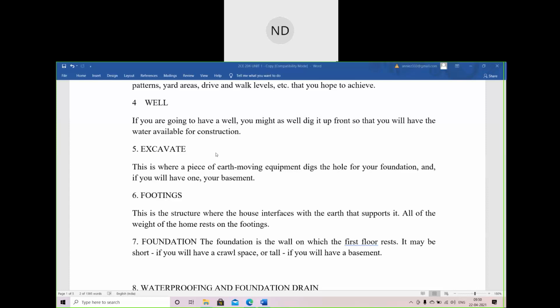What are the footings? These are the structures where the house interfaces with the earth that supports it. Your entire building or whatever you're creating will be resting on this. The loads are going to be taken by these footings. Point number 7, foundation.